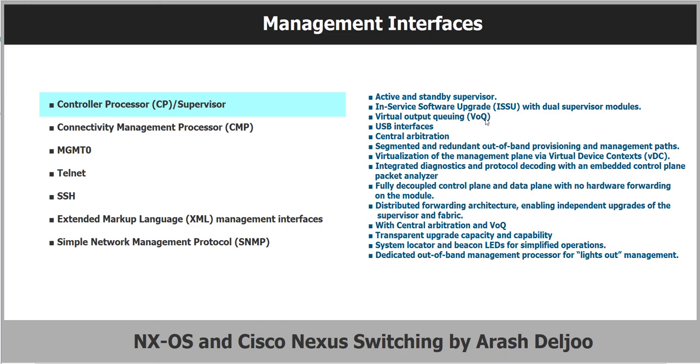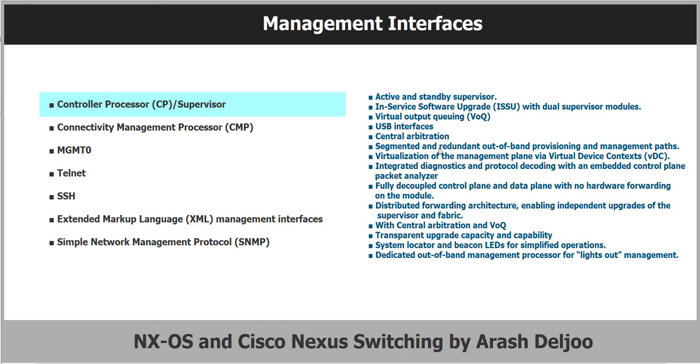Okay, don't worry about the detail. About the USB interfaces, they enable access to USB flash memory devices for software image loading and recovery. And then central arbitration provides symmetrical control of the flow of traffic through the switch fabric and helps ensure transparent switchover with no losses.